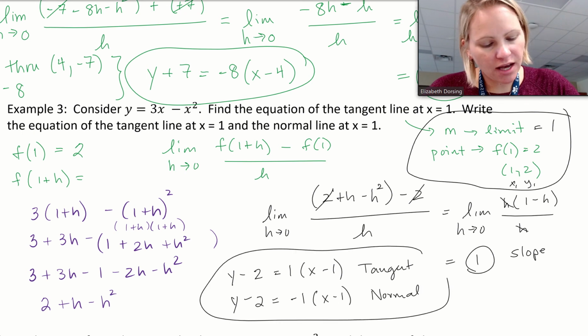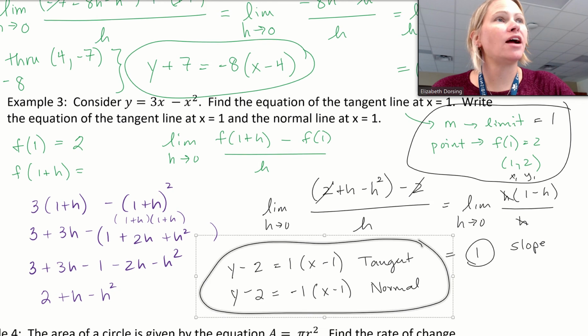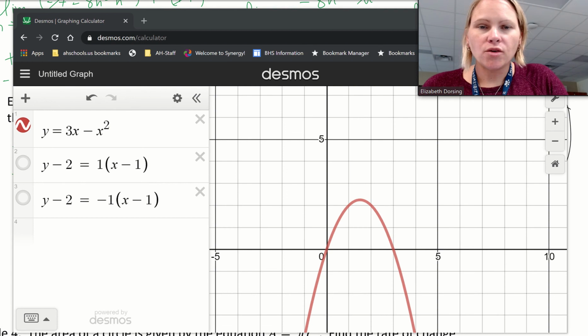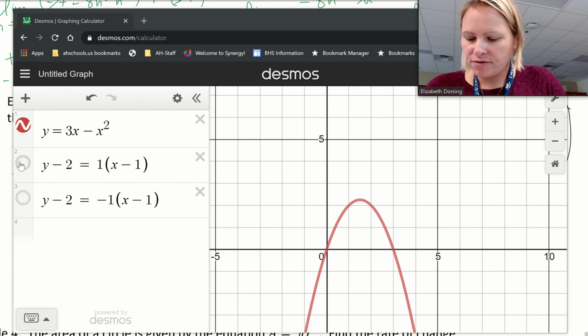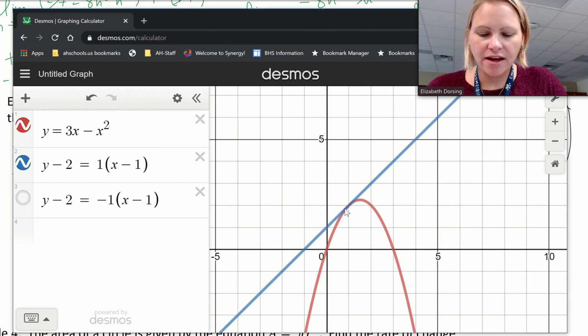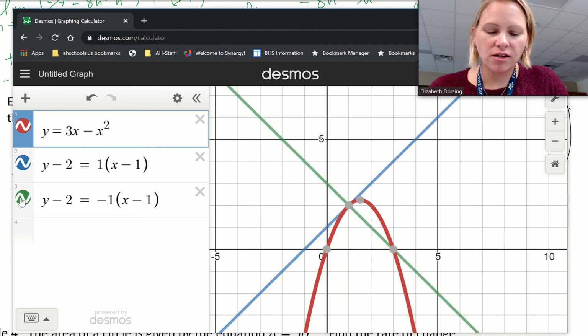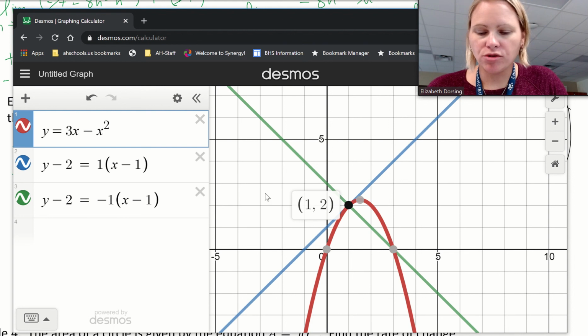And just because I am a huge fan of connecting things to graphs, I want to show you what that graph looks like, just kind of super quick here. Here's the graph of our curve. Here's the graph of the tangent line at this spot right here at (1, 2). And then this one is our normal line. So remember, it should be perpendicular, and boom, there it is. It's perpendicular right at that spot, (1, 2). So there we are, a nice little connection to the graph.